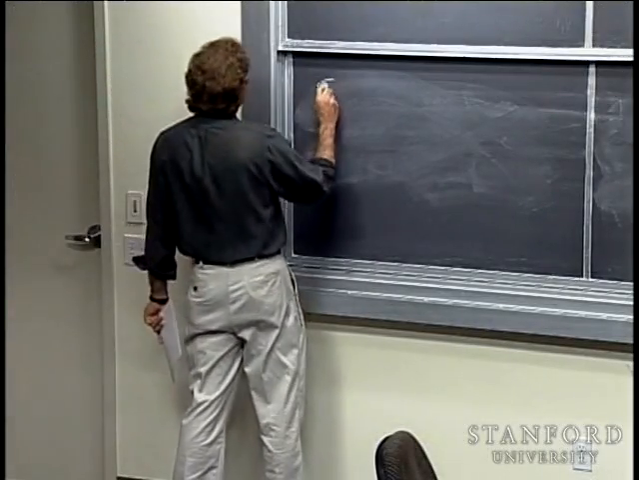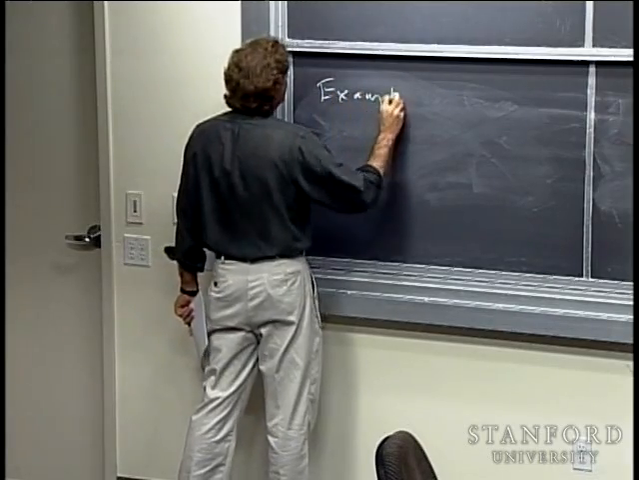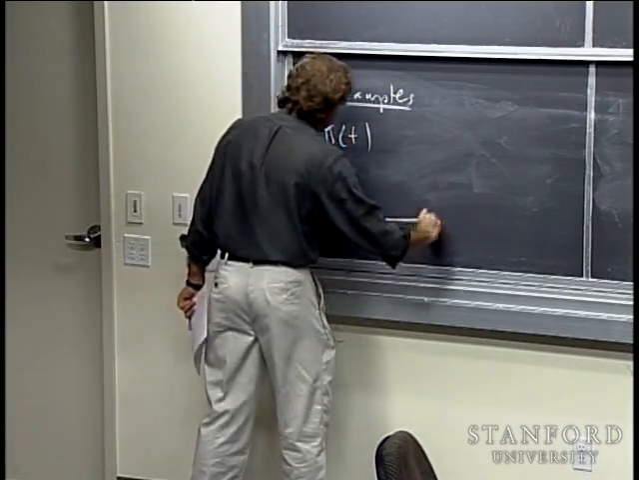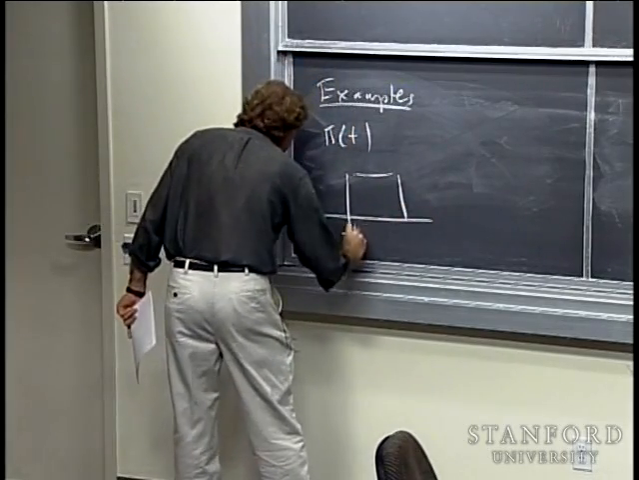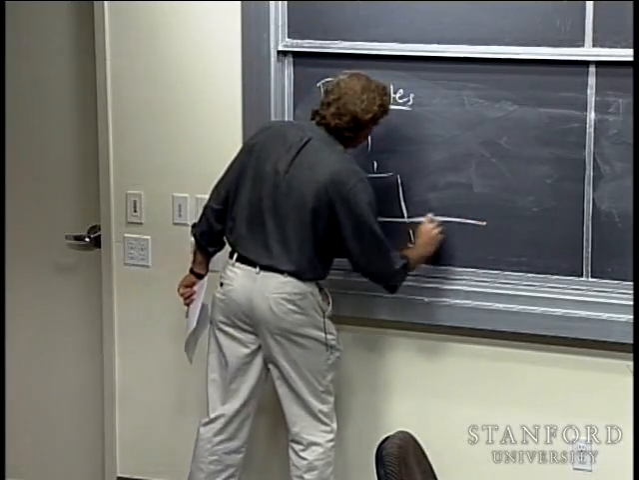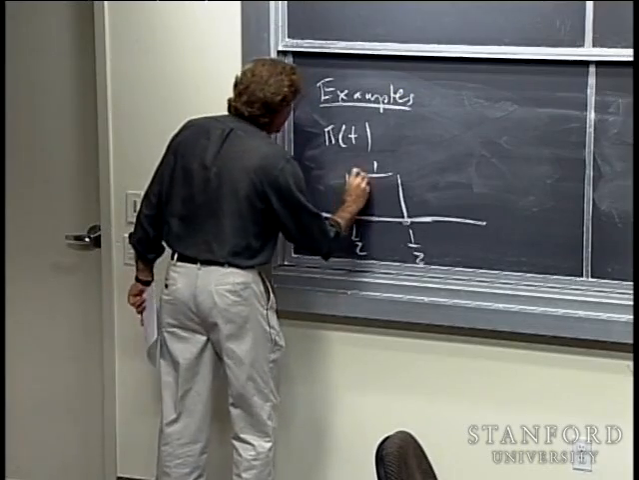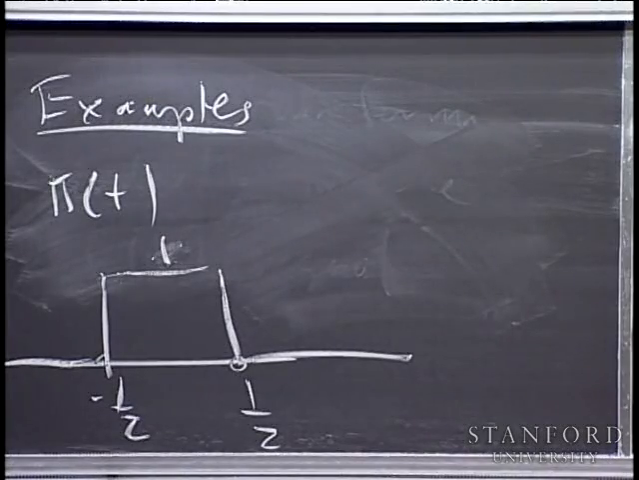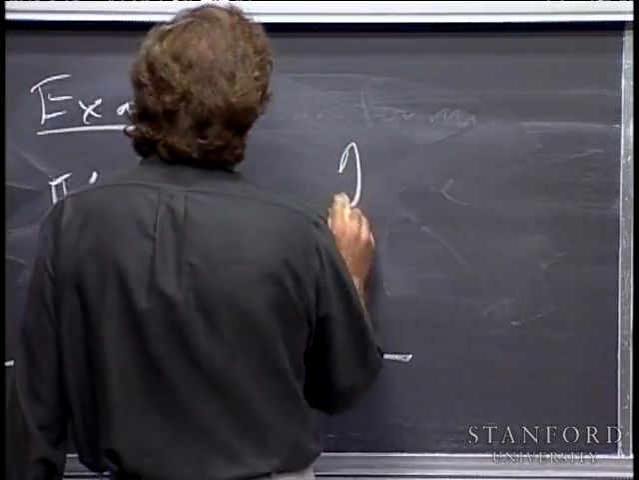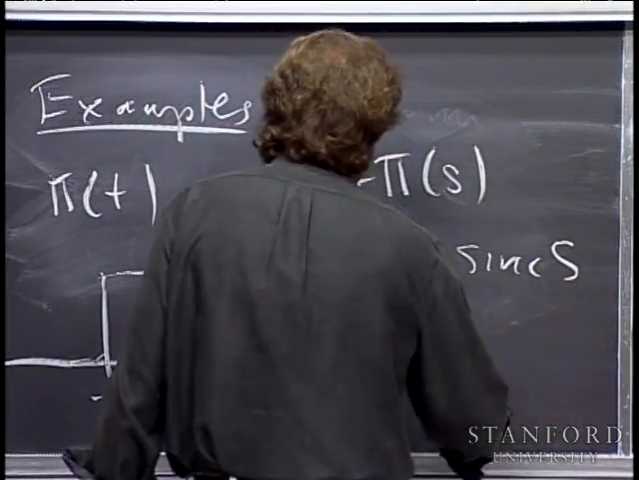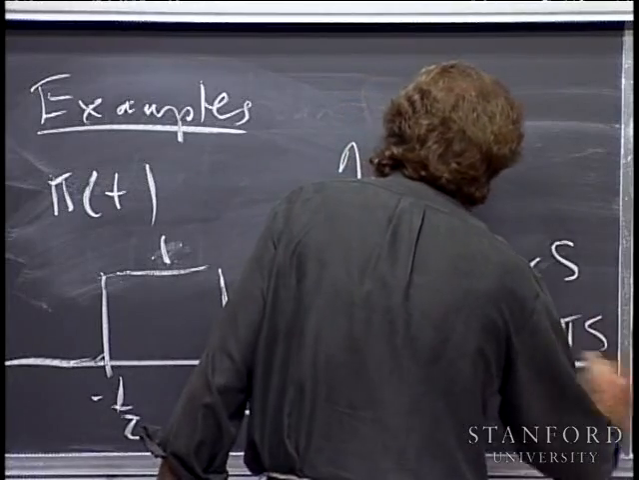So the basic examples we had, which come up very often in applications, are the rectangle function, pi of t. That's the function that looks like this. It's 1 from minus a half to a half, and then 0 outside the interval. And I don't care how it's defined at the endpoints, because it doesn't make any difference in the calculation. And the Fourier transform of that is the sinc function. F pi of s is sinc of s, which is, by convention, sine of pi s over pi s.